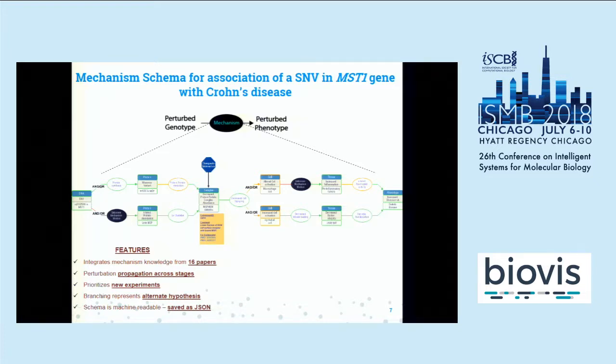You are seeing branches here, which represent alternative hypotheses. For instance, here there was one paper that was talking about how, because of this SNV, it's weakening the protein-protein interaction, which is represented by the upper part of the schema. And the lower part of the schema represents another work which says that because of the SNV, there was a decrease in the abundance of this particular protein, which impacts the abundance of the complex. So these alternative hypotheses which are there in literature, you can represent.